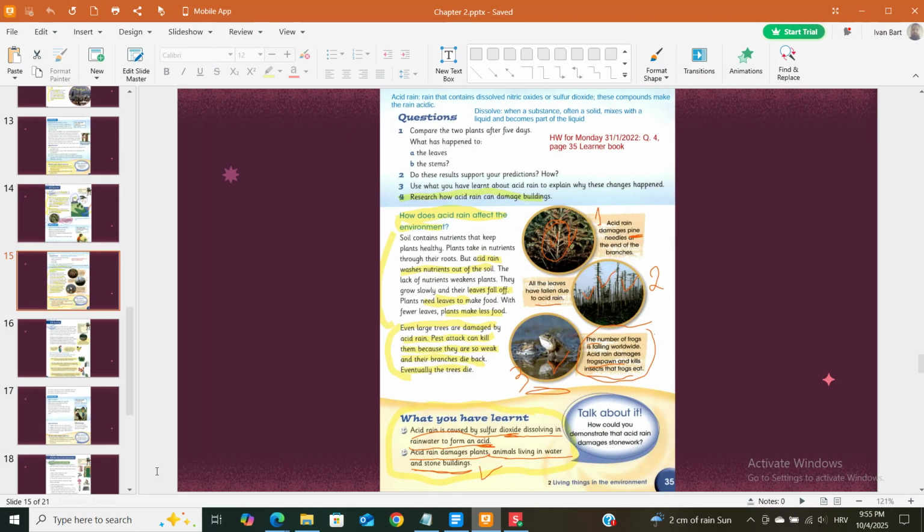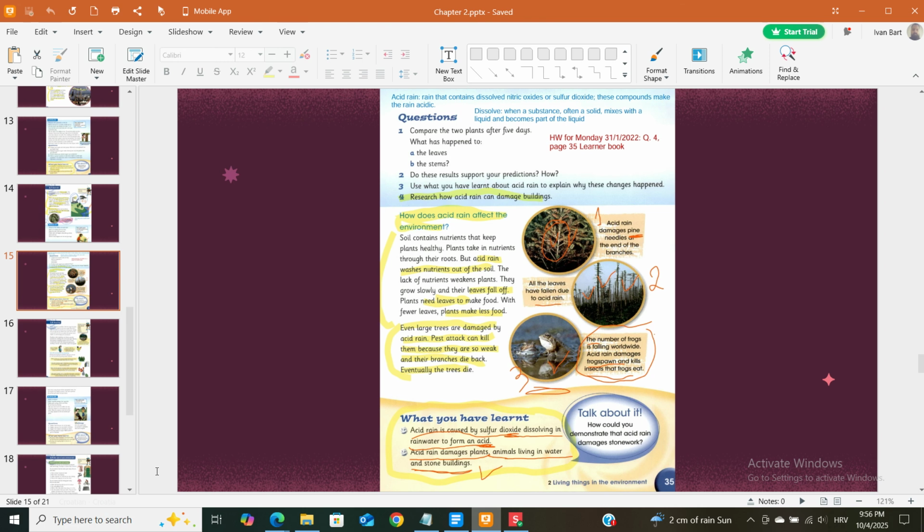How does acid rain affect the environment? Soil contains nutrients that keep plants healthy. Plants take in nutrients through their roots. But acid rain washes nutrients out of the soil. The lack of nutrients weakens plants. They grow slowly and their leaves fall off.